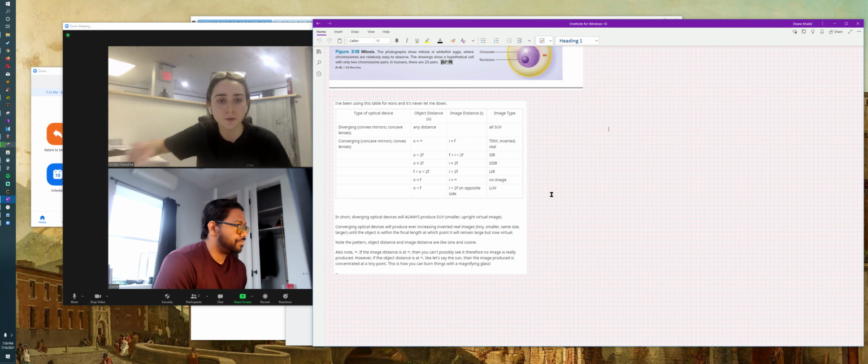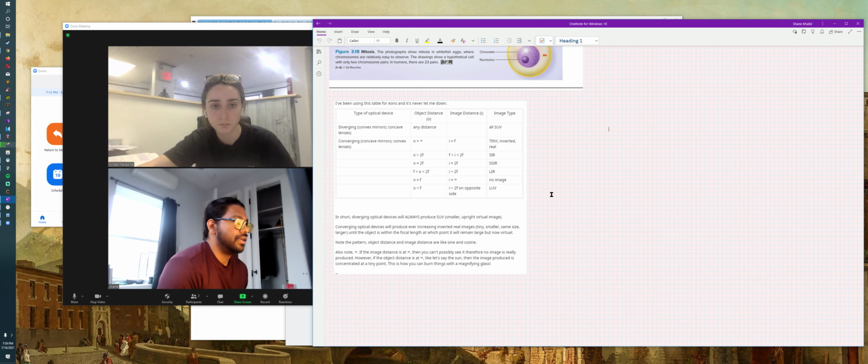I guess what I'm confused about is I get that you're reading the left side, the object distance column, but then what about this image distance column? Oh, okay. Do they have to both be true? Because I get the left. Yeah, you can kind of see a pattern here.